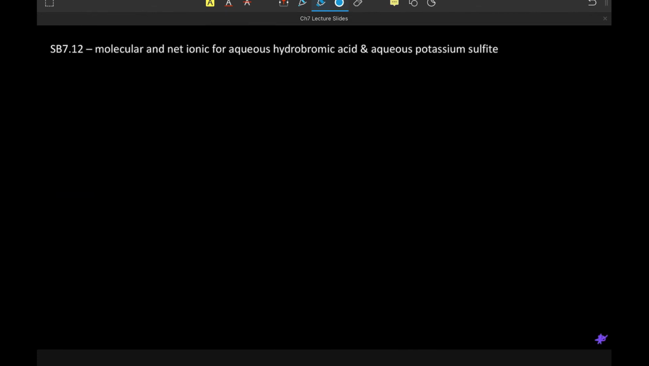All right, so let's go ahead and do some reactions for practice. It says that we're going to write the molecular and net ionic equations for aqueous hydrobromic acid and potassium sulfite. So hydrobromic, hydro as a prefix tells us that this is a binary acid composed of hydrogen and bromine. And we have potassium sulfite, so this is K2SO3, aqueous.